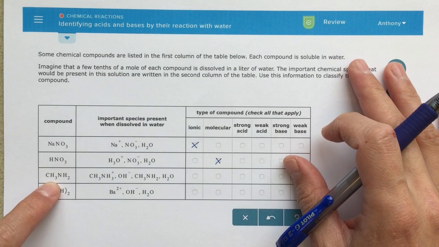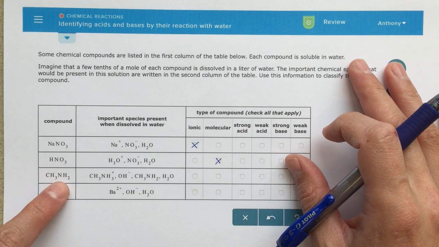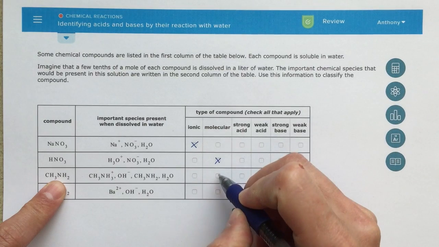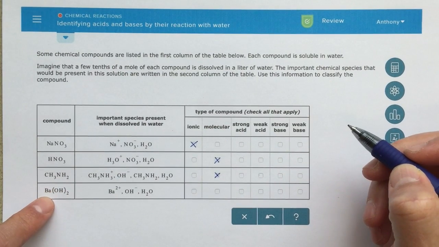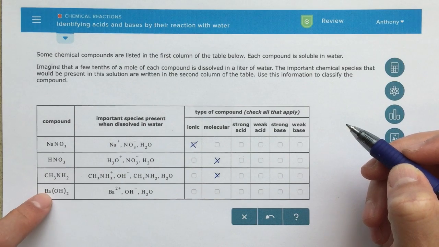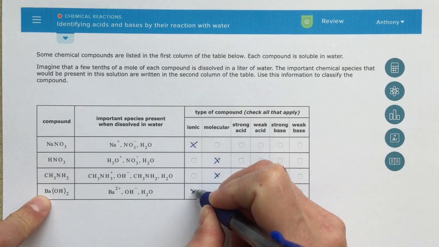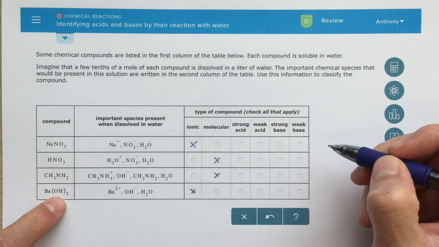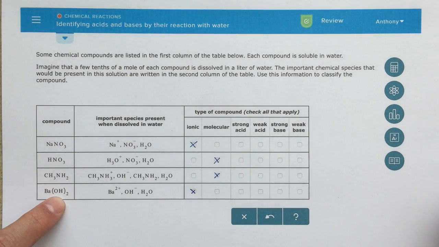So this next one, again, these are all nonmetals, CH3, NH2. That looks like a molecular compound to me. And then the last one here, barium hydroxide. Again, barium is a metal, so this should be an ionic compound. So I've got barium as a metal, and then OH minus is my polyatomic anion.